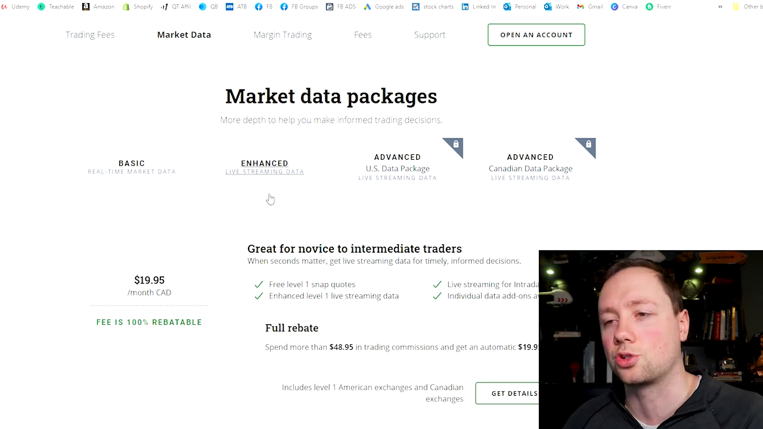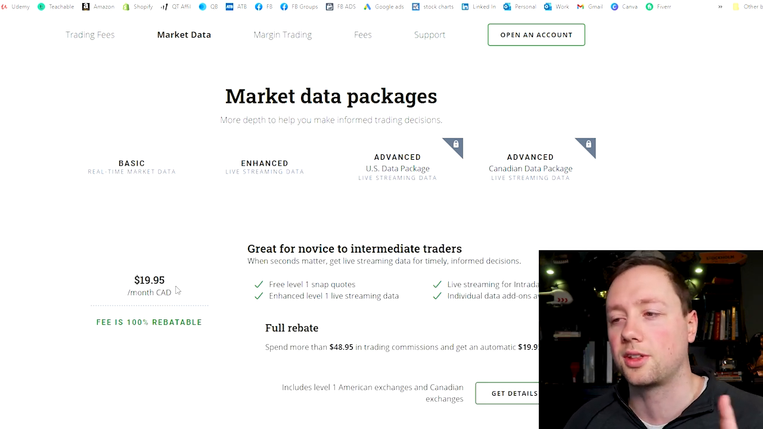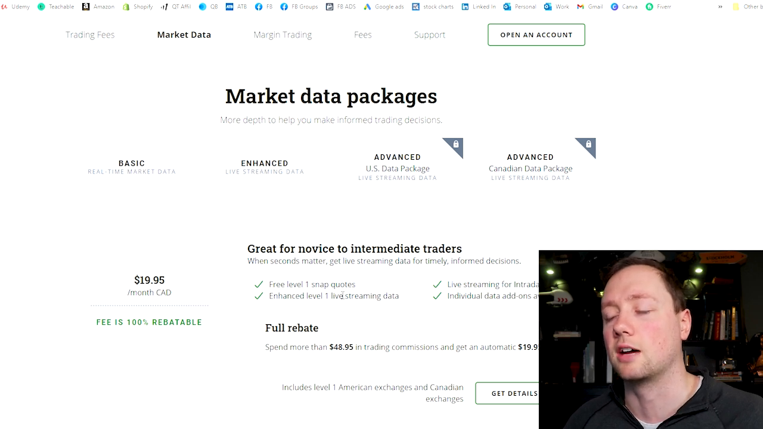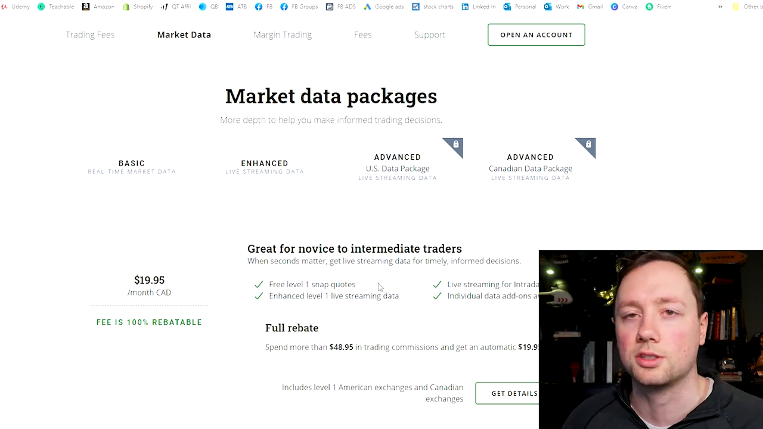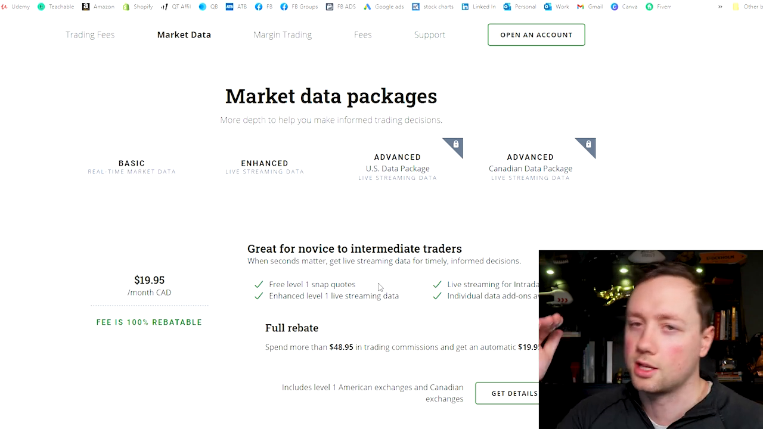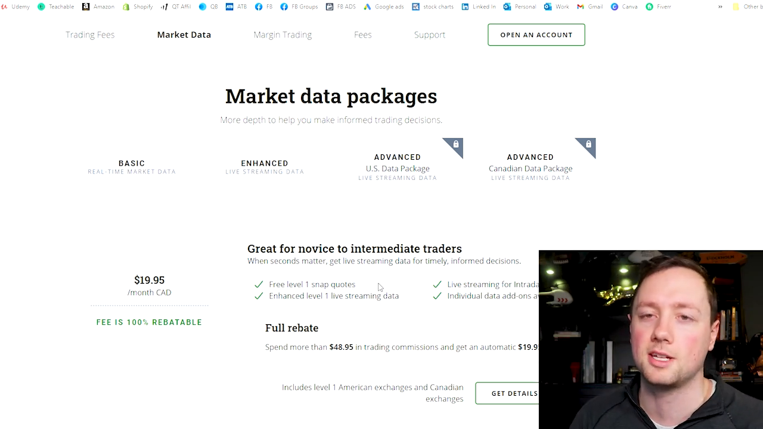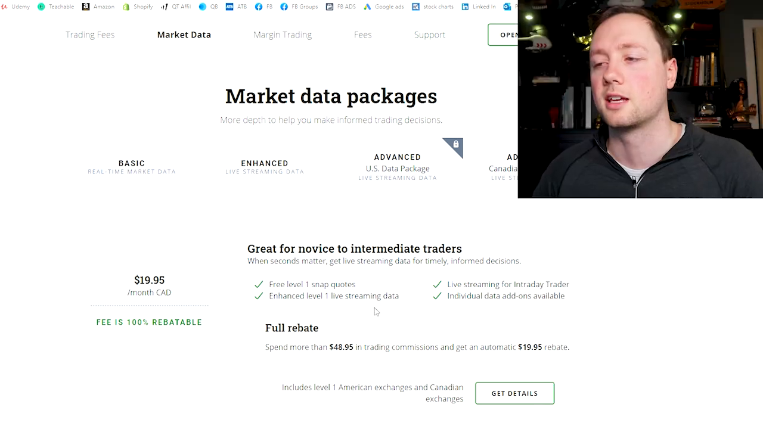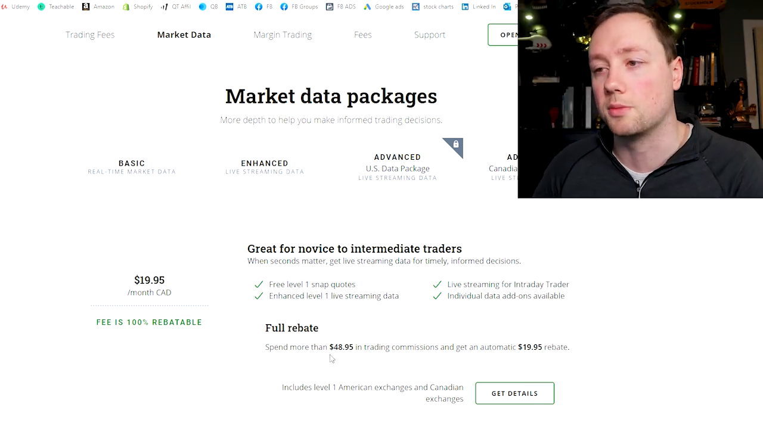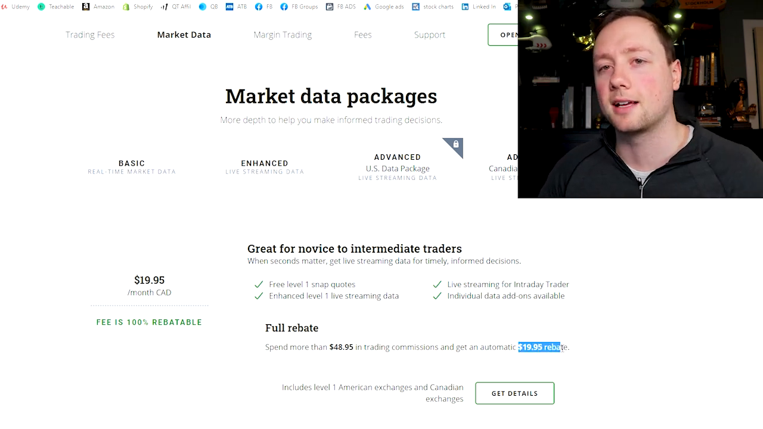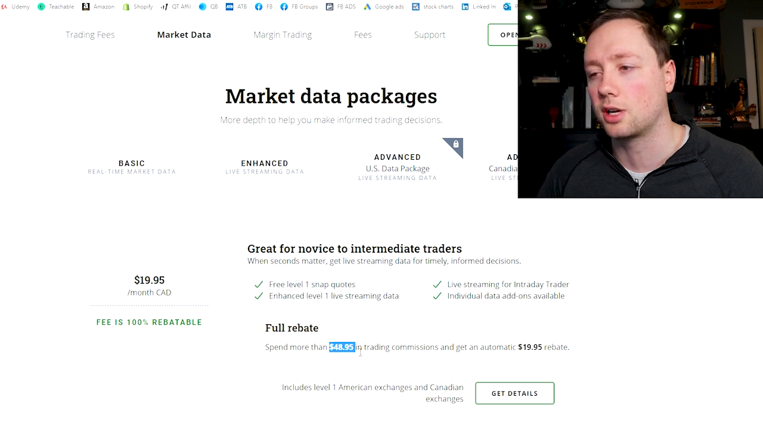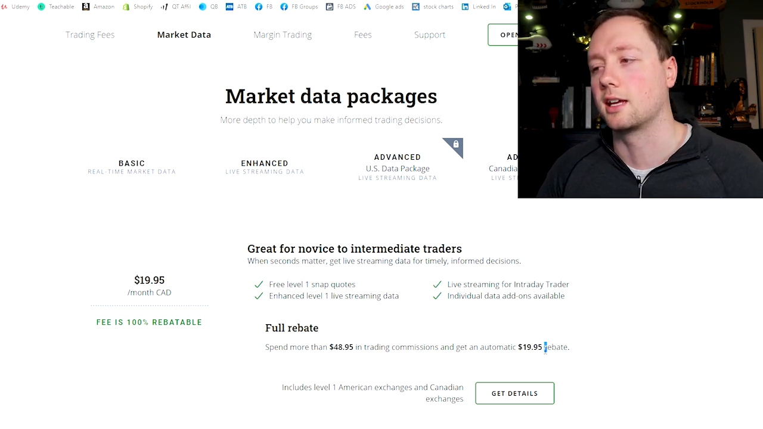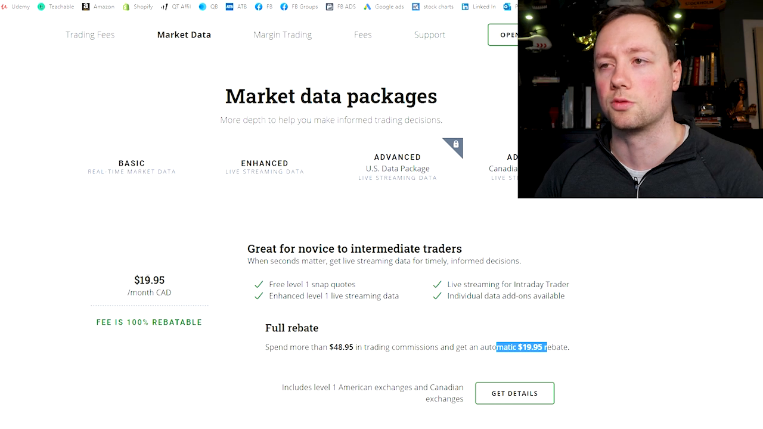So when we go to enhanced streaming, this is $20 per month Canadian, and it is going to give you level 1 snap quotes, but it's going to give you real-time data. So when you look at a chart and you see the price moving, there's not going to be a 15-minute delay on that, and it's going to help you out if you're day trading. It's going to be really nice, and depending on how much money you spend on commissions, it is actually going to give you the entire fee back at the end of the month. So if you make 10 trades at $5 a trade, you're going to get the entire data package for free, which is really, really nice.